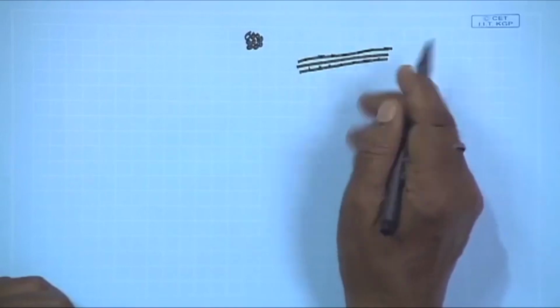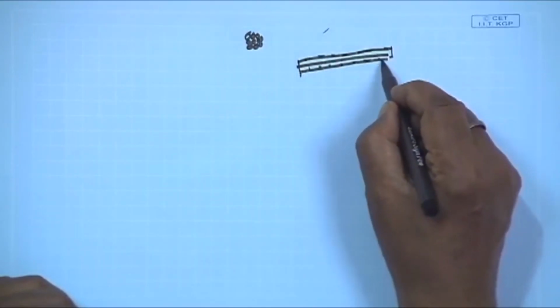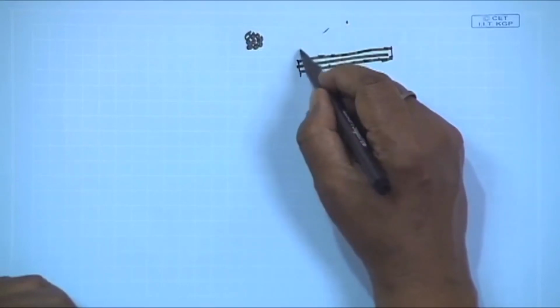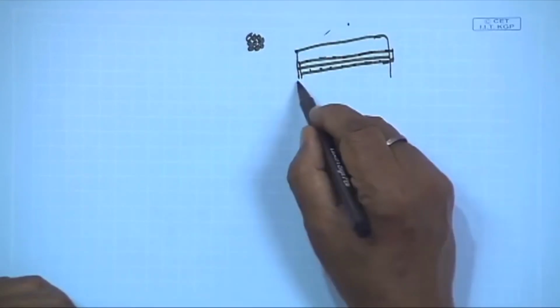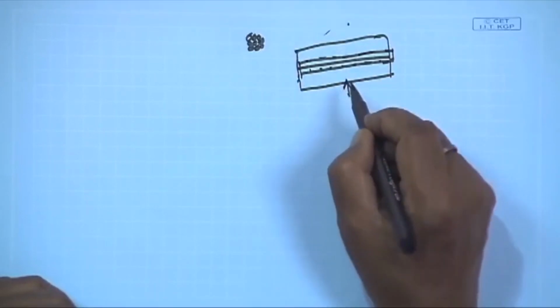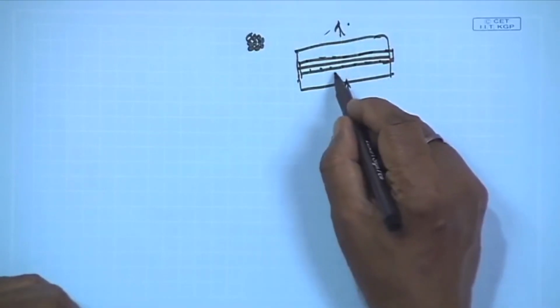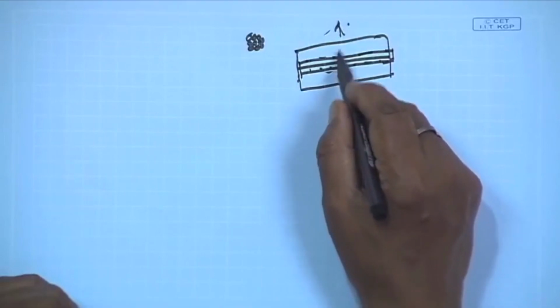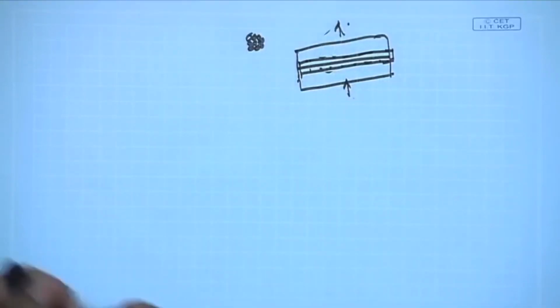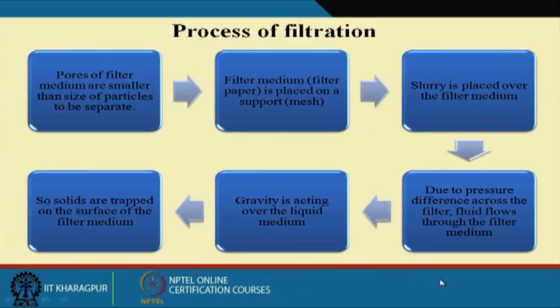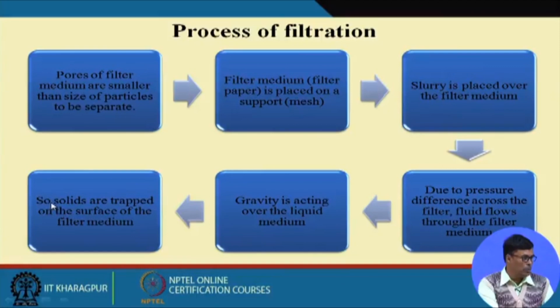This will be perforated, and then it is put in a casing, and then we pass air, media, or liquid or whatever you pass, then your solid will be retained there. So the slurry is placed over the filter media, and due to the pressure difference across the filter, fluid flows through the filter media, and gravity is acting over the liquid. So solids are trapped on the surface of the filter media. This is how the filtration takes place.